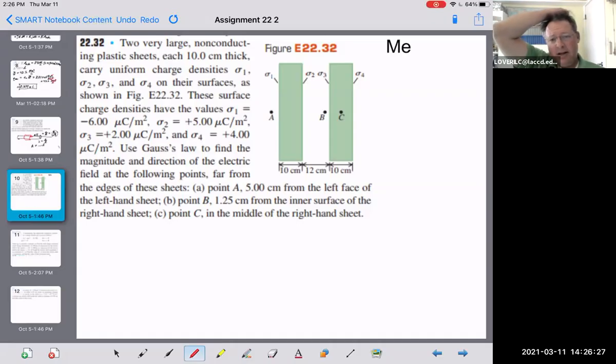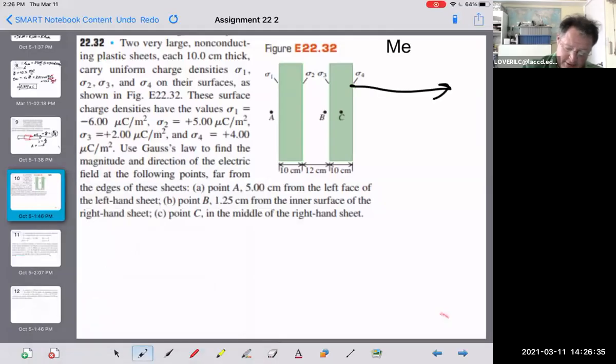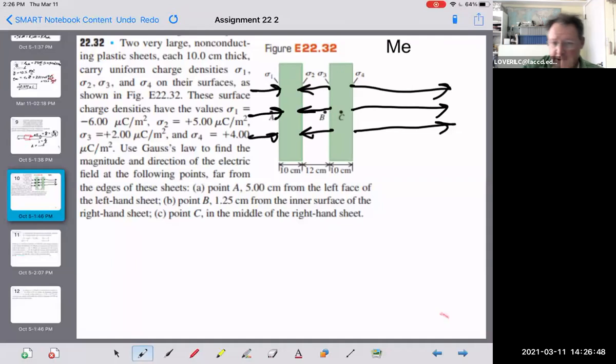Okay, here's the key thing. Remember, we found that electric fields from infinitely long sheets did not depend on how far away you were from the sheets, and they pointed straight away from or straight towards the sheets. Okay.